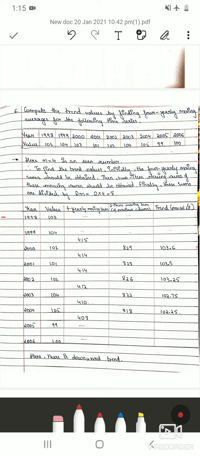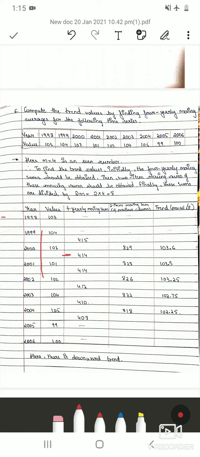That is, you have to add 4 values, which is 103 plus 104 plus 107 plus 101, which is 415. And you have to write it in the middle of these 4 terms, which is over here. So add the first 4 values, write the sum in the middle. For the next one, you have to add the next 4 values, which is 104 plus 107 plus 101 plus 102, which is 414.